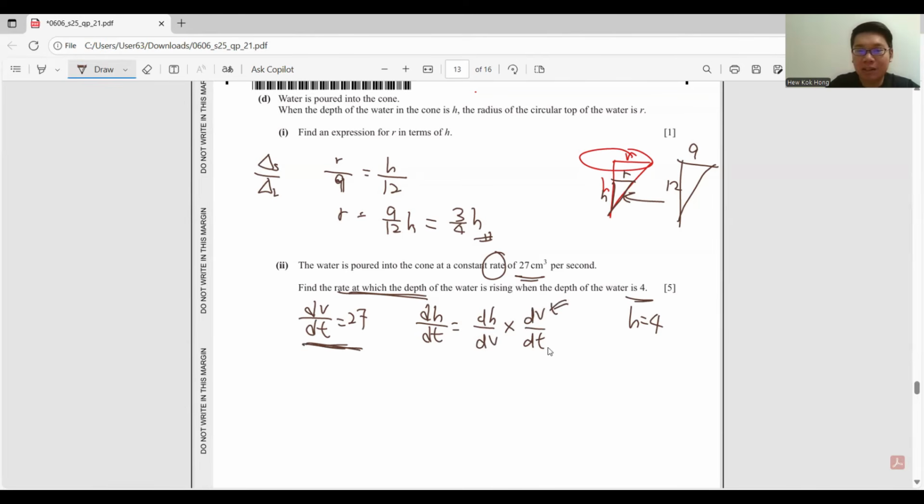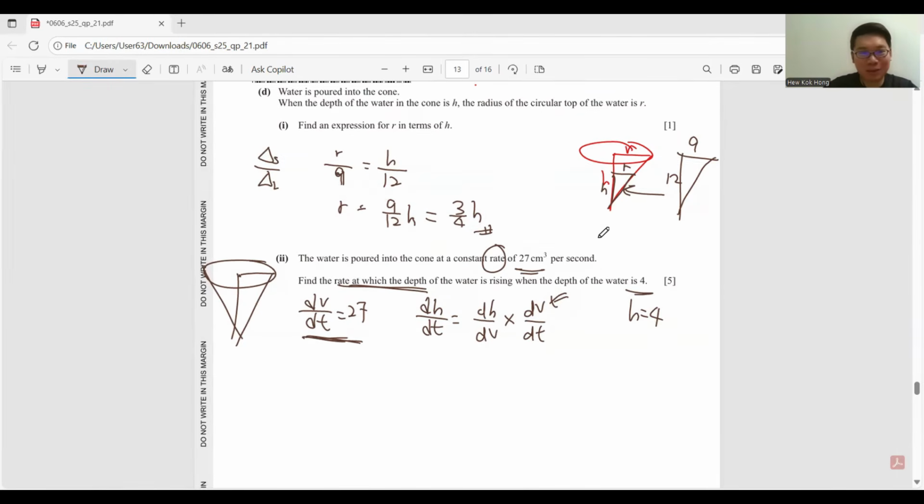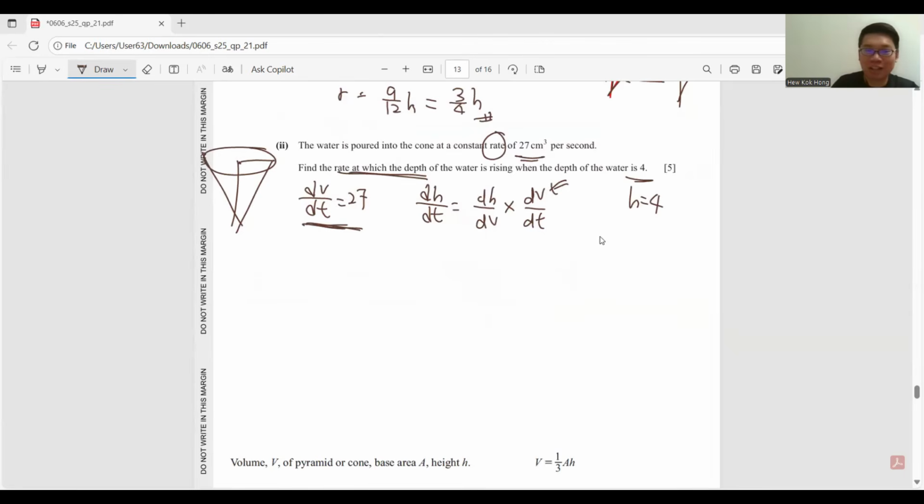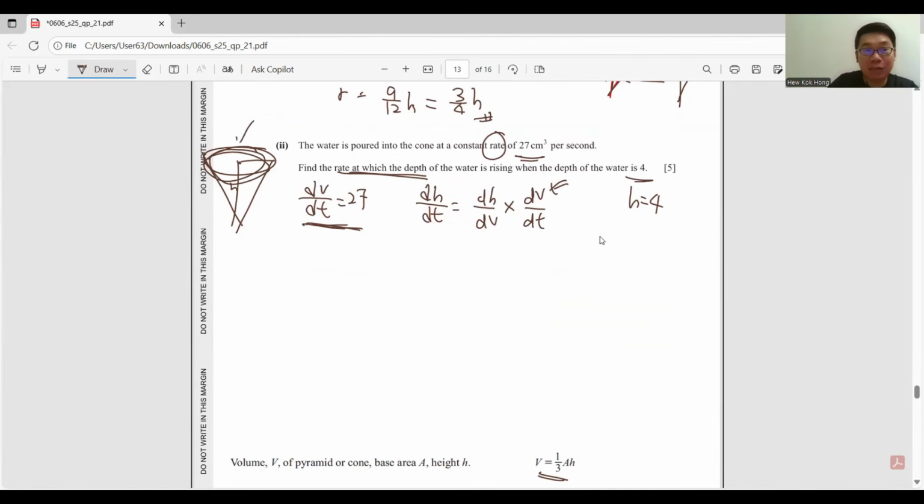We already have dV/dt, so now we need to find the relationship between V and h. For a cone, the relationship between V and h is like this. If you don't remember the formula, you refer back to the formula sheet. I just extract it here. V equals 1/3 area times height. The area is πr squared. So V equals 1/3 πr squared h. To find the relationship between V and h, we cannot have r. So we must replace the r with the relationship that we found in the first part.